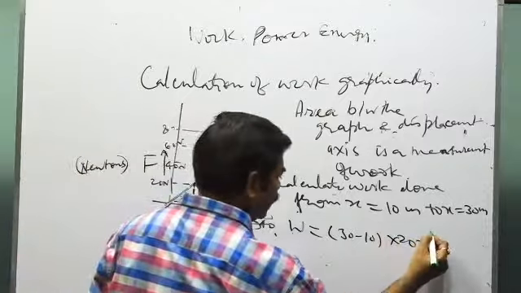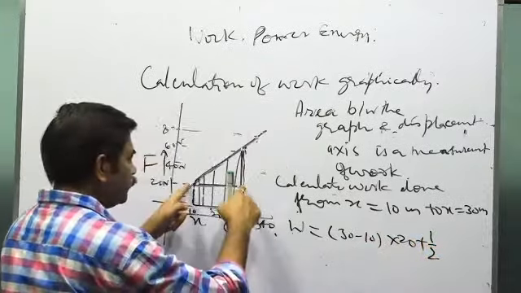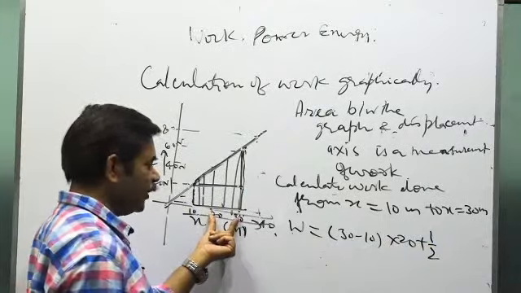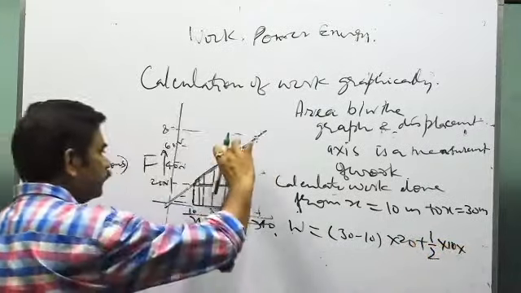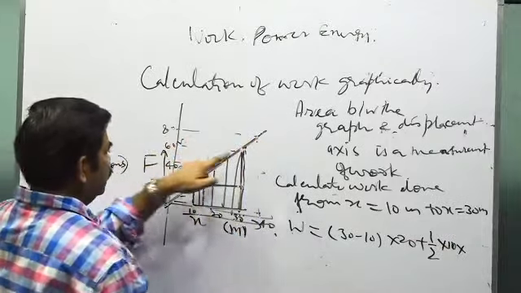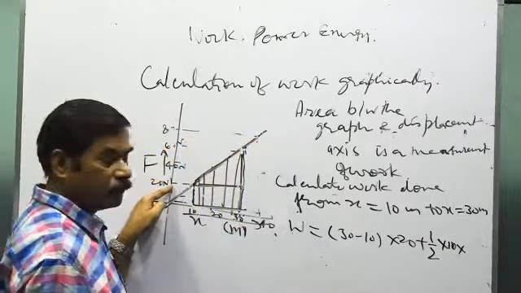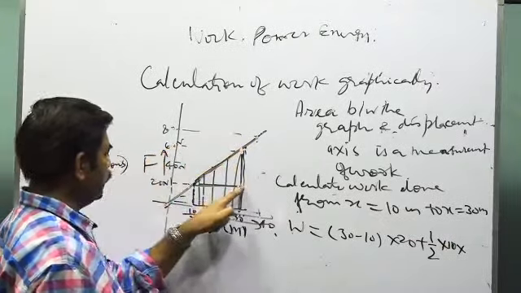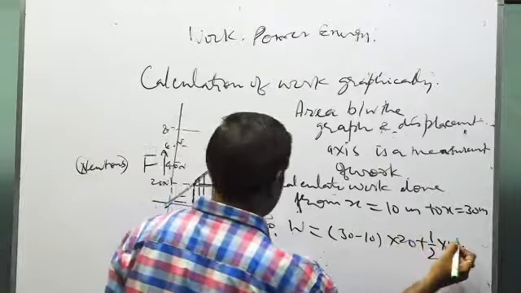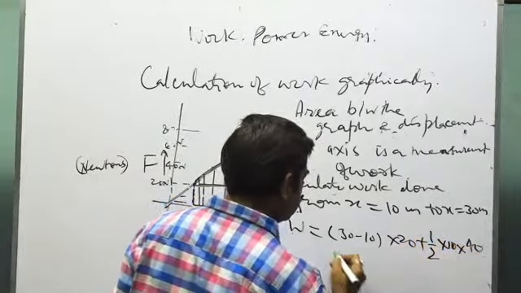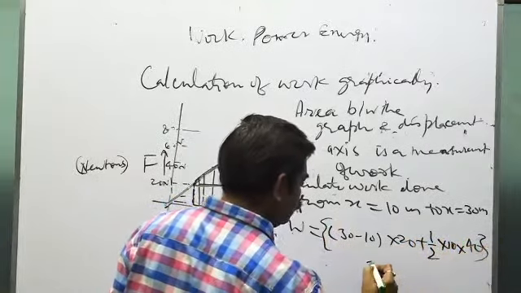So area of the right angle becomes half into what? This length. So this length is what? 30 minus 10. That is what? 10. Into height is what? Height is this much. So this height is what? 60 minus 20. This point is what? 60. This point is what? 20. So how much is this length? 60 minus 20. So that is what? It's 40. This will be the total work done in joules.